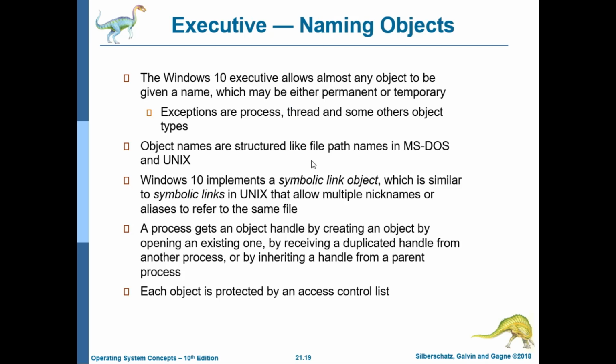So for naming objects, the Windows 10 executive allows almost any object to be given a name, which may be either permanent or temporary. Examples are process, thread, and some others are object types. And then object names are structured like file path names in MS-DOS and Unix. And then Windows 10 implements a symbolic link object, which is similar to symbolic links in Unix, that allows multiple nicknames or aliases to refer to the same file. And then a process can get an object handle by creating an object, by opening an existing one, or by receiving a duplicated handle from another process, or by inheriting a handle from a parent process. And then each object is protected by an access control list.